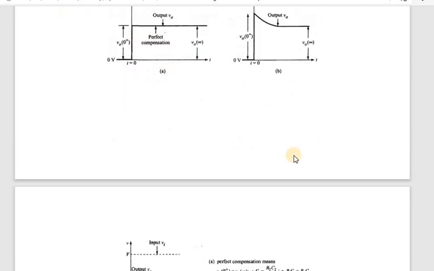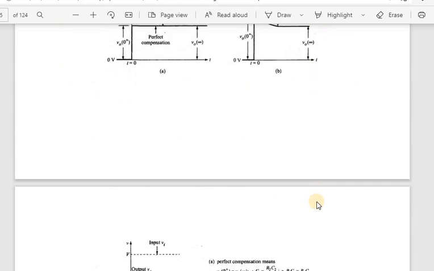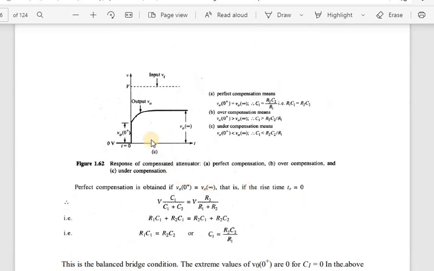Now what happens in the second case, overcompensation. If you go for overcompensation, you will get this kind of tilt. This is the output, but the amplitude in terms of your capacitor gives a peak, while in terms of your resistor you get the proper output. Then the third one is undercompensation. If you go for undercompensation, then V0(0+), the output obtained by using the capacitors, will be less than that of the resistors.